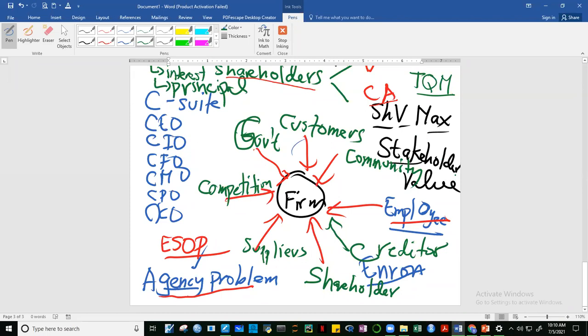Sa dami-daming ifo-focus mo, yung maraming key stakeholders dito, it might be difficult for a firm to really focus on all of this. Kaya, for the meantime, guys, we will just focus on shareholder value maximization. But we should be cognizant of the fact that there are other players whose interests should also be protected. Pati, for example, employees, no? Customers, importante yon. But the main objective should be shareholder value maximization.